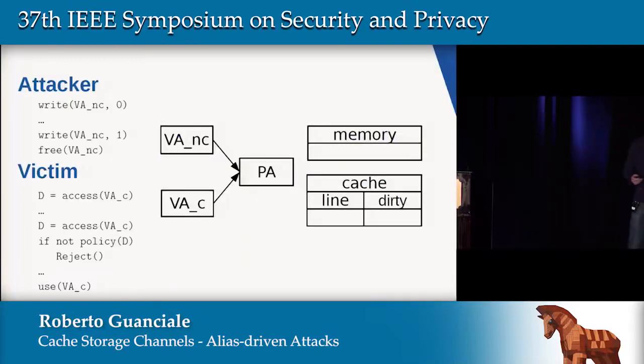So here we have an attacker and a victim. The victim is implementing a quite common design pattern. So it's a reference monitor. It receives a request from the attacker. It checks this request against some security policy. If this security policy is not satisfied, the request is rejected. Otherwise, it is accepted, and it is used as input for some secure critical function.